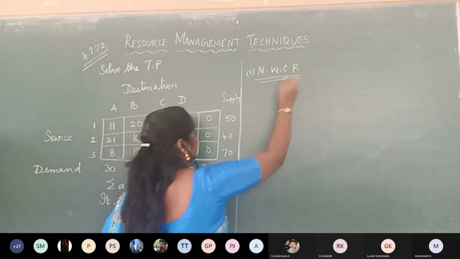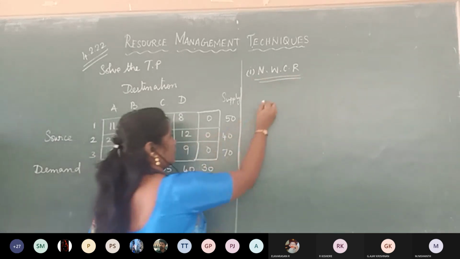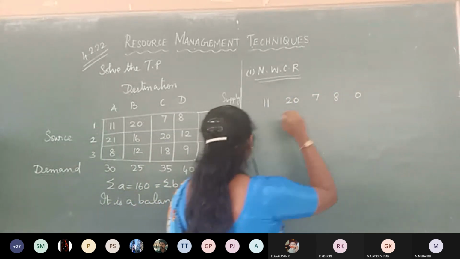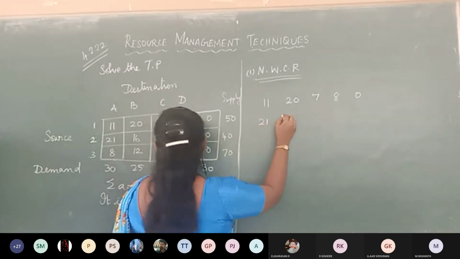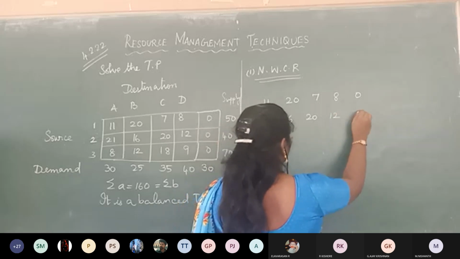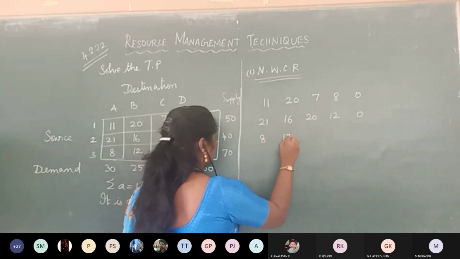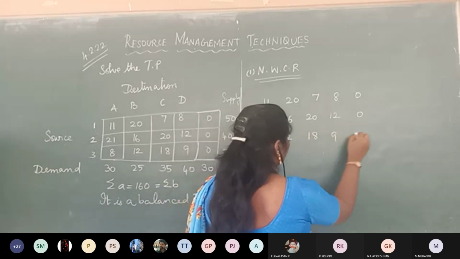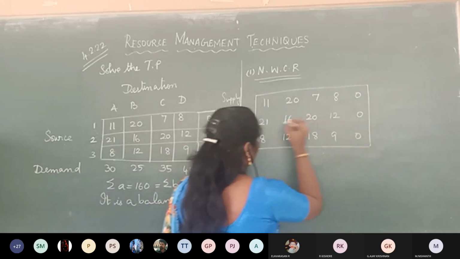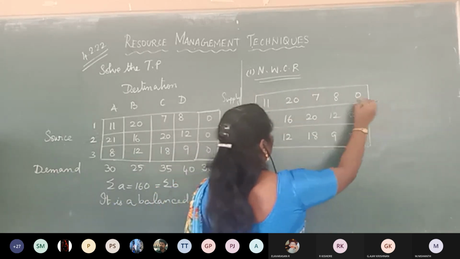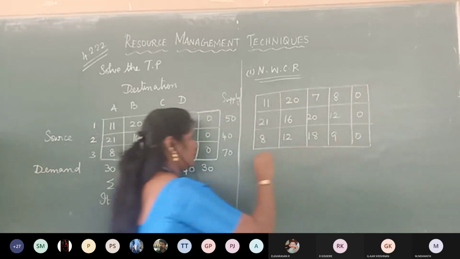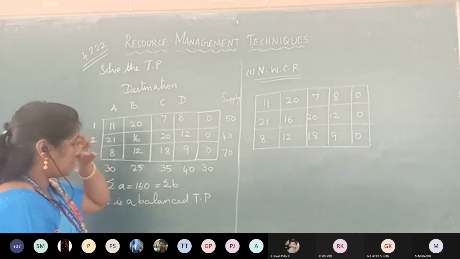Your northwest corner method we will do. So write the question again. 11, 20, 7, 8 and 0. 21, 16, 20, 12, 0, 8, 12, 18, 9, 0. Okay, so this is your given question and write your supply and demand.